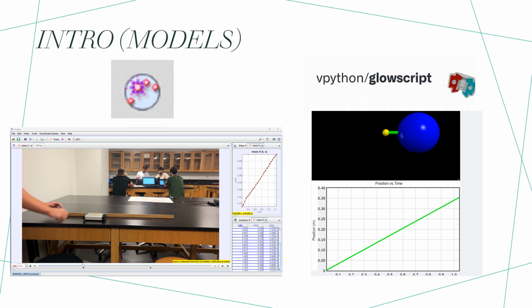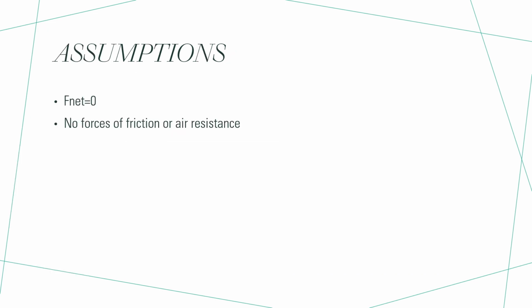Tracker was the experimental model for proving Newton's laws, and then compared to the theoretical GlowScript model for Newton's laws. We assume that the net force is equal to 0 during this interval because velocity is constant, and no forces of friction or air resistance are acting on the system.